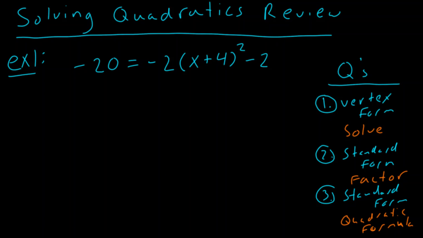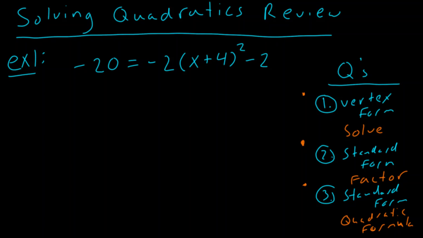And our very first question that we want to ask ourselves is, what type of method should we use? And you can look over here to the right where I see the 1, 2, and the 3. If this is in vertex form, we want to solve it. If it's in standard form, we first want to try to factor it. If we can't do that and it's in standard form, then we want to use the quadratic formula.